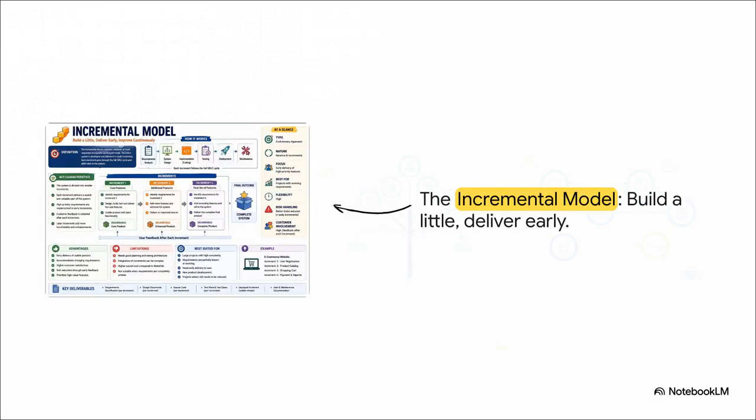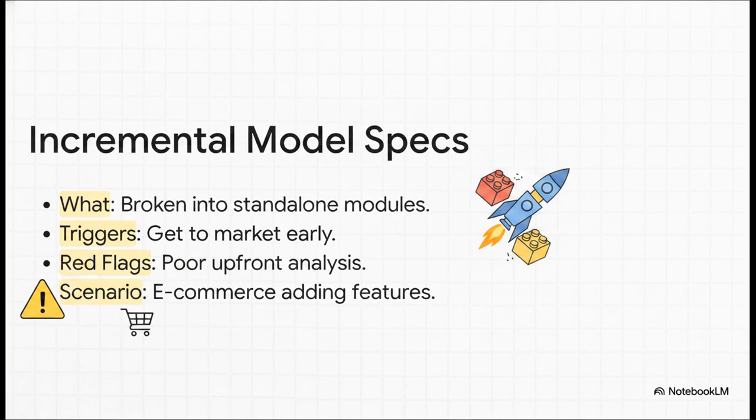Let's leave that strict sequential world behind for a second and look at an evolutionary approach. Enter the incremental model. Instead of making the customer wait until the very end of the project to see anything, the system is sliced down into smaller, standalone modules. Build a little, deliver early. If your major, high-level requirements are clear, but you absolutely have to beat a competitor to market, this is your blueprint for sure. You develop and deliver the core functionality in the very first increment.